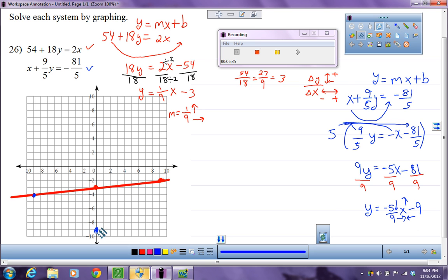Connect my dots, my points, extend it over here, and I can see my point of intersection. In this case, it's negative 9, negative 4. So in other words, x equals negative 9, y equals negative 4.